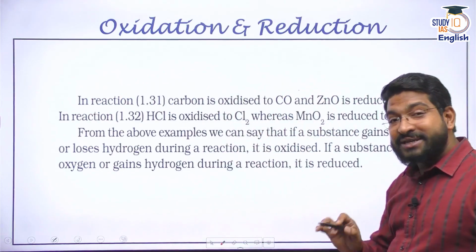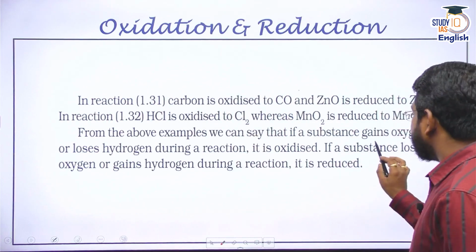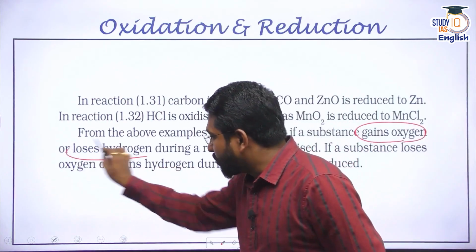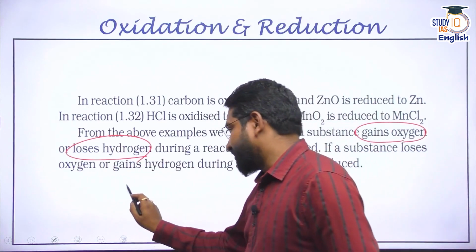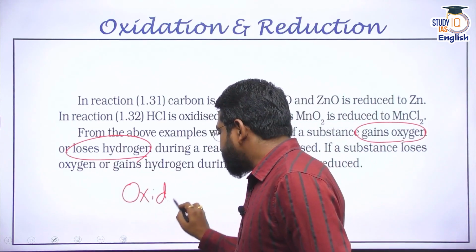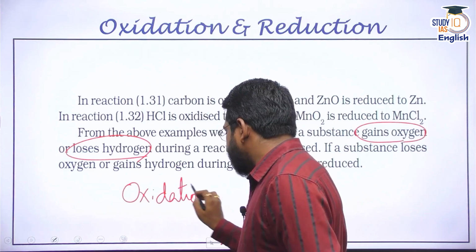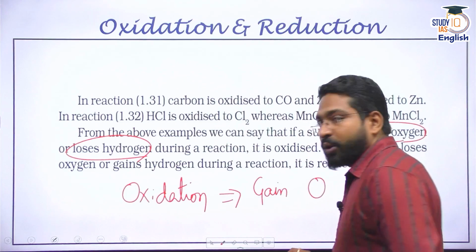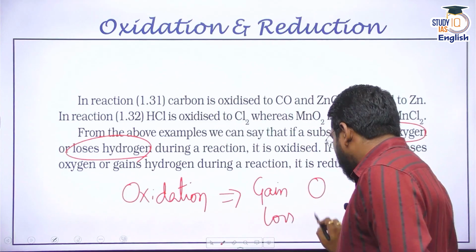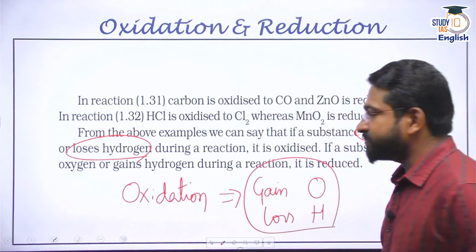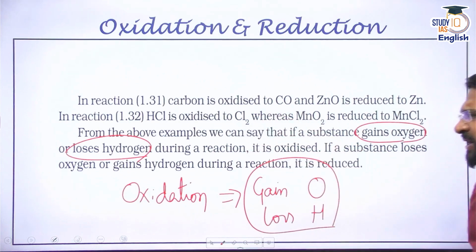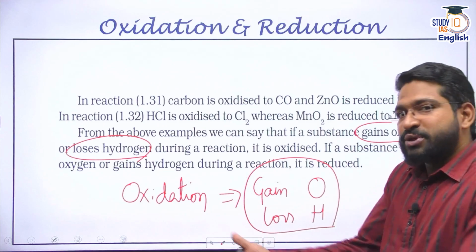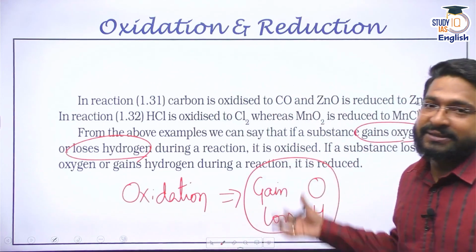Please remember, an oxidation reaction means whenever a substance gains oxygen or loses hydrogen, it is called oxidation. So let me just write here: oxidation is a process which leads to gain of oxygen or it leads to loss of hydrogen. And the reverse can be explained, right? If it gains hydrogen, if it loses oxygen, that becomes your reduction, the corollary of that.